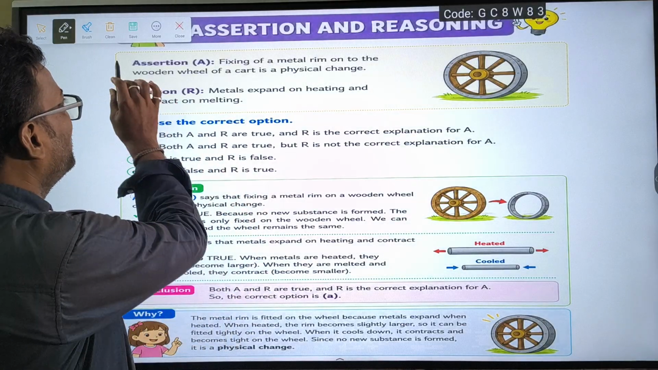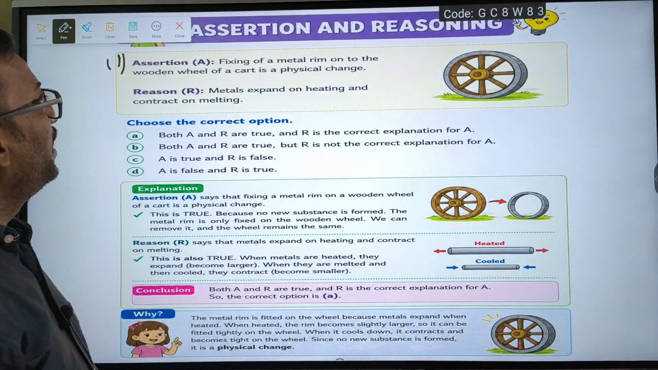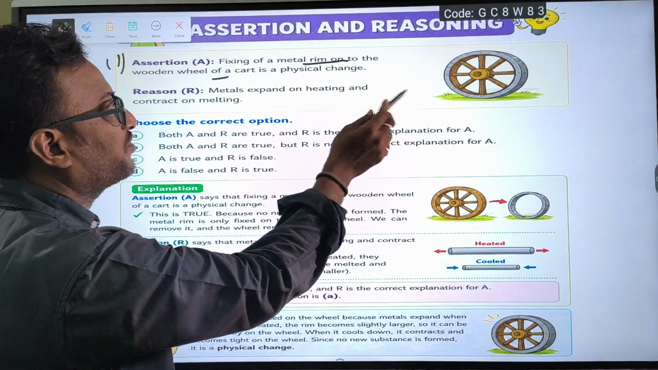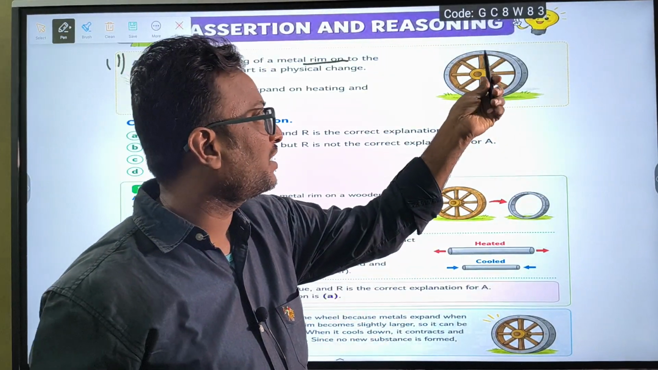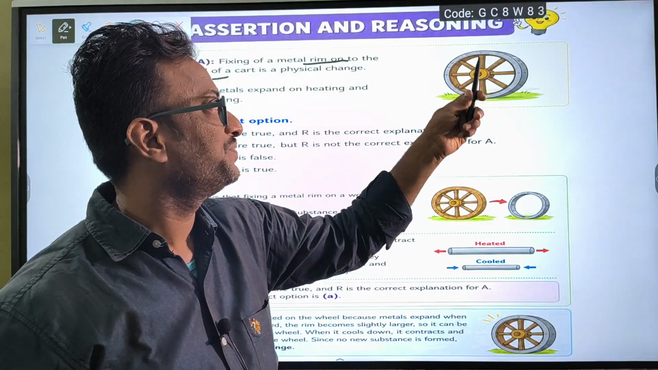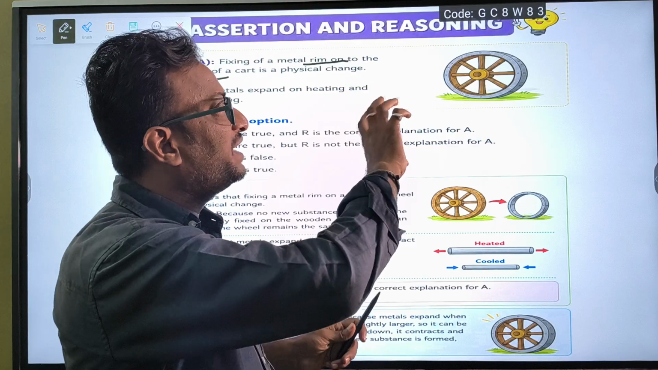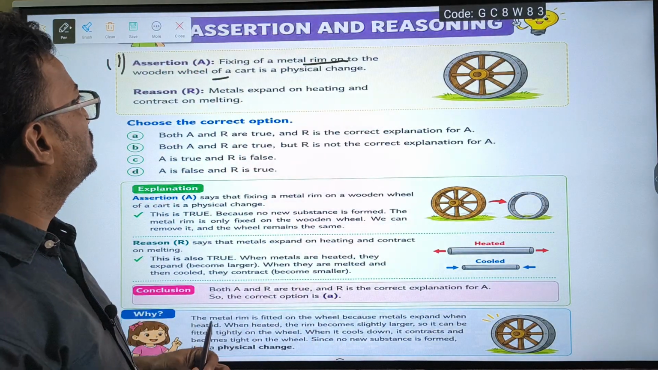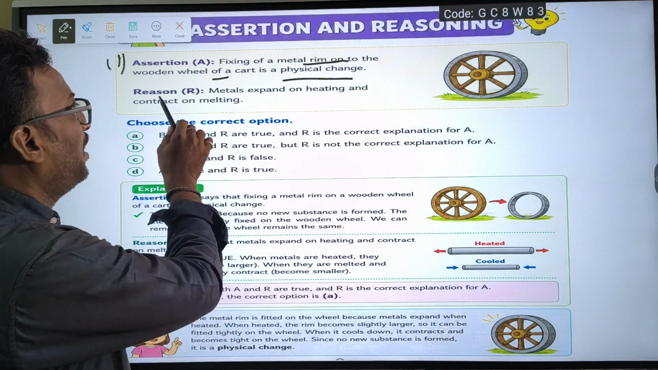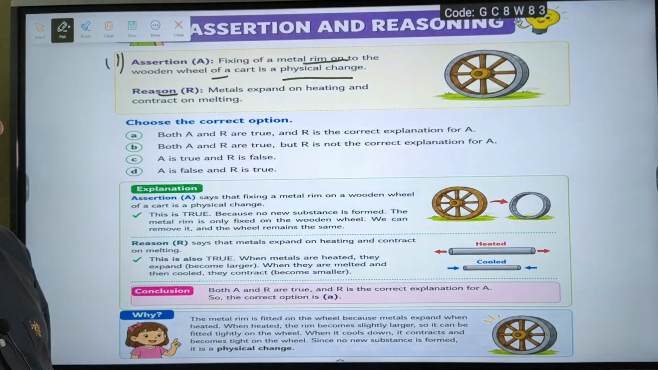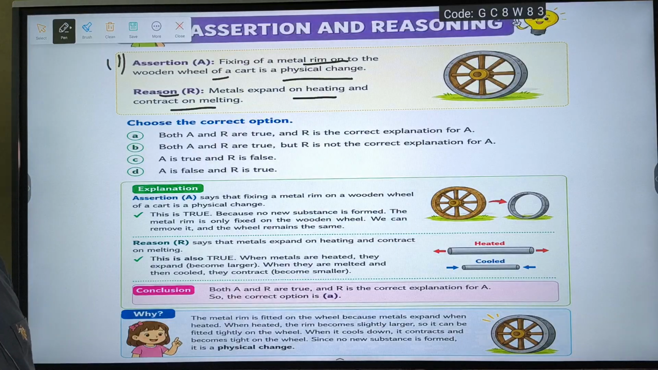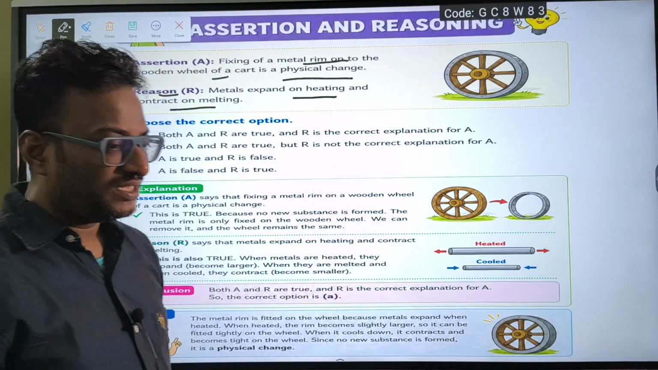First thing is regarding the first one: fixing of a metal rim on the wooden wheel of a cart. There is a cart here. The cart has a wooden wheel, and on the wooden wheel the metal ring should be fixed. The wooden wheel should be inside and the metal ring should be fixed outside. So it is a physical change. This is the assertion, and the reason they have given is that metals expand on heating and contract on melting.